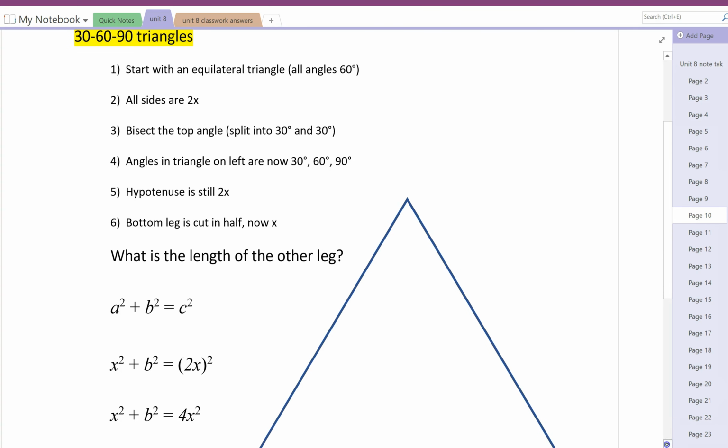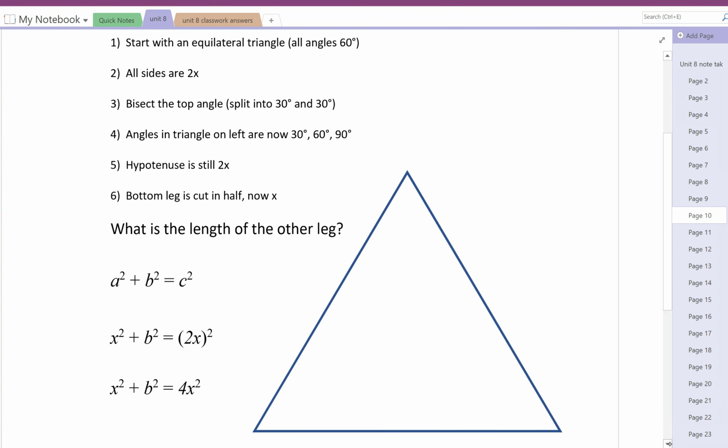Okay, so let's start with this triangle that I have right here, and let's say it's equilateral. All right, so each of these angles is going to be the same, and in order for that to work, they would all have to be 60 degrees. Right? If they're all going to be the same, they all have to add up to 180. 60 plus 60 plus 60 is 180.